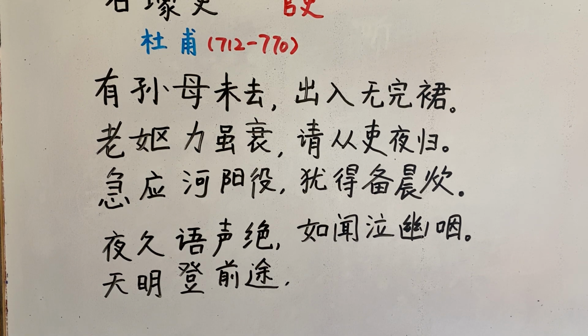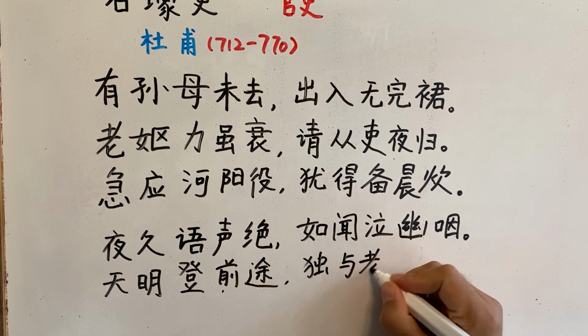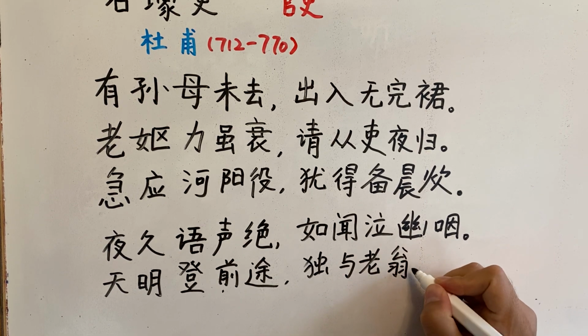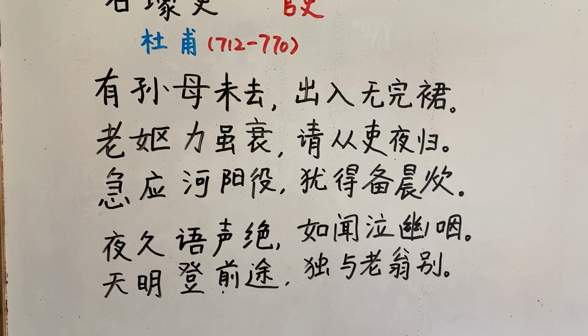天明登前途. 天明 means morning, right? 登 means I start, I newly start. 前途 means my road ahead. 前 means ahead. My road ahead. I have to leave, right? 天明登前途，独与老翁别. So there's a 老翁 here. 老翁 is here again, from the beginning of the poem. This 老翁, I don't know if you can still remember. 老翁 escaped, right? And then here, 独 means only. 别 is a verb to say goodbye. To say goodbye to 老翁.